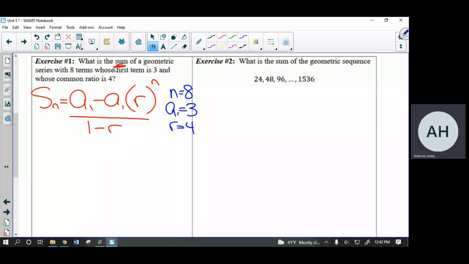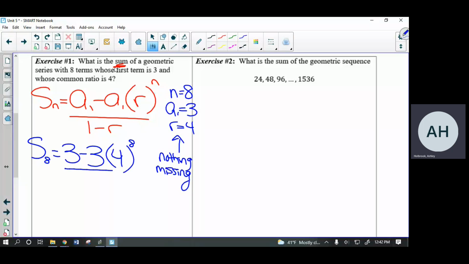If I look in my formula, I needed A1, I have it. I need R, I have it. I need N, I have it. It gave me everything I need. There's nothing missing. If there's nothing missing, I can take all those pieces and plug them in. So S sub n, which is 8, equals my first term, which is 3, minus my first term again, which is 3, times R, which is 4, all raised to the n, which is 8, over 1 minus 4.